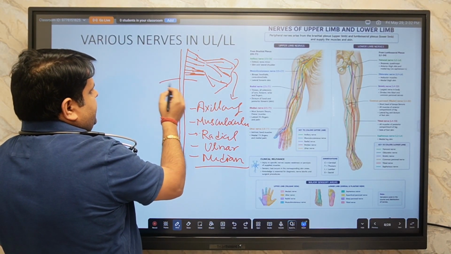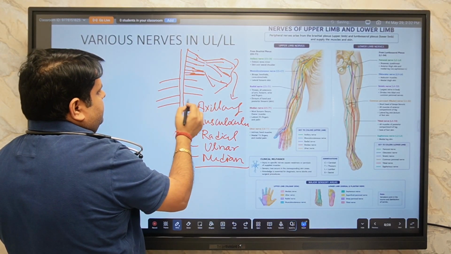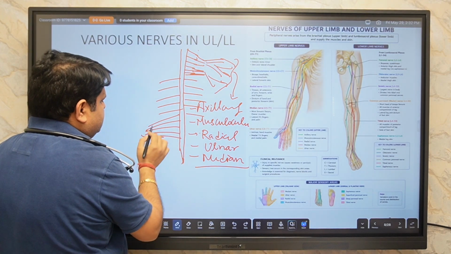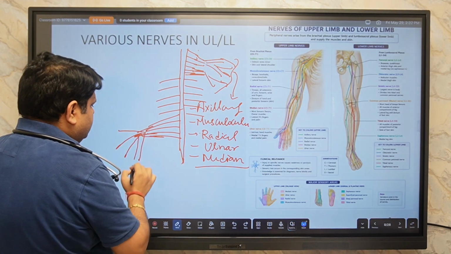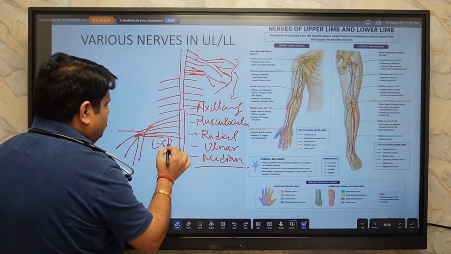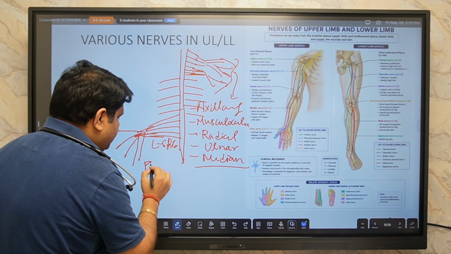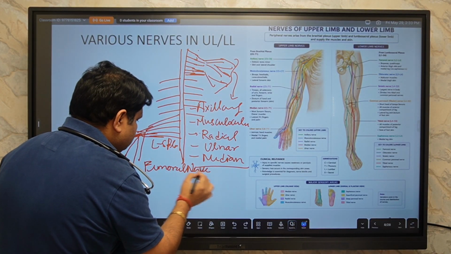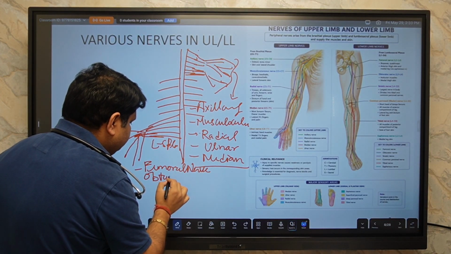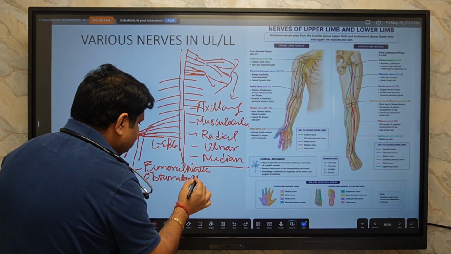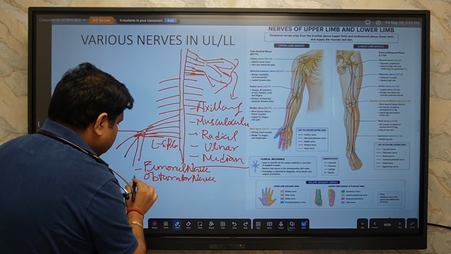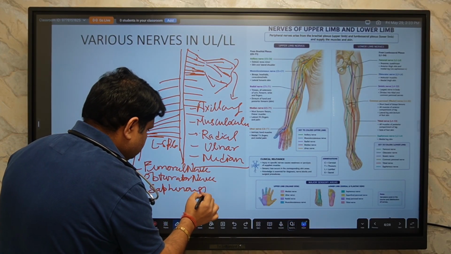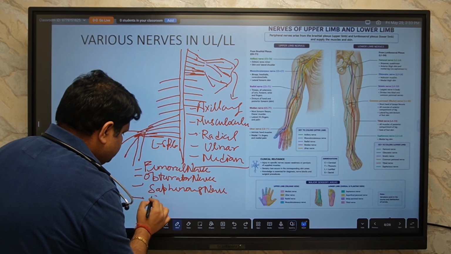Then the thoracic nerves supply our trunk. After that, the lumbosacral plexus arises, which gives multiple nerves. The LS plexus gives the nerves in the lower limb. In the lower limbs, the main nerves are the femoral nerve, obturator nerve, saphenous nerve and sciatic nerve.